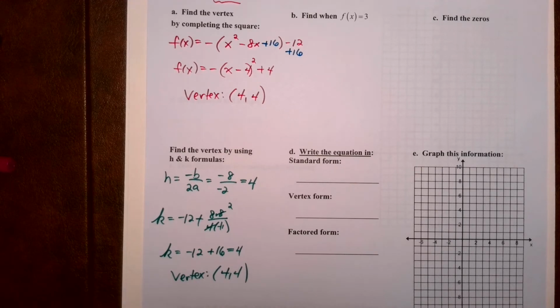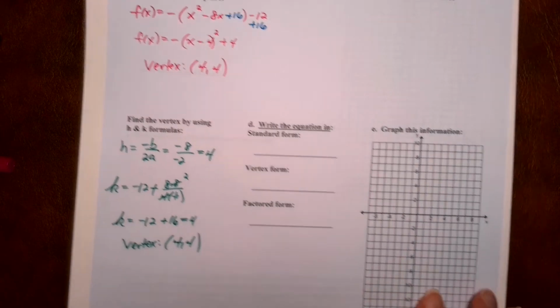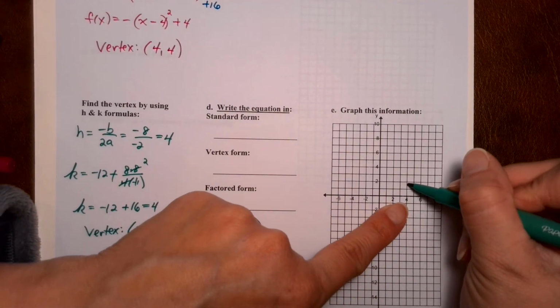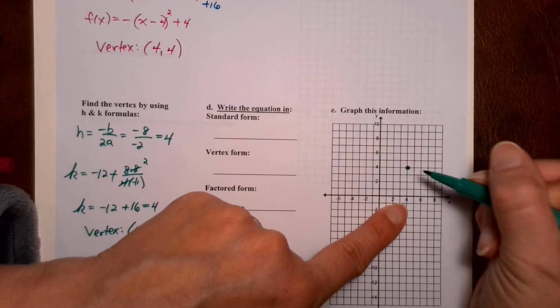Okay, let's go graph that right away. The vertex is at 4, 4. 4 to the right, 4 up. There's the vertex. Perfect.